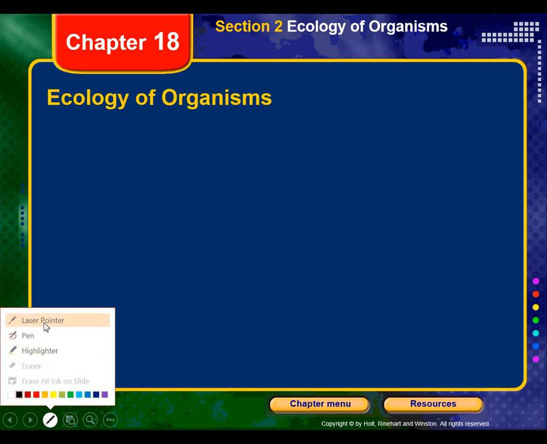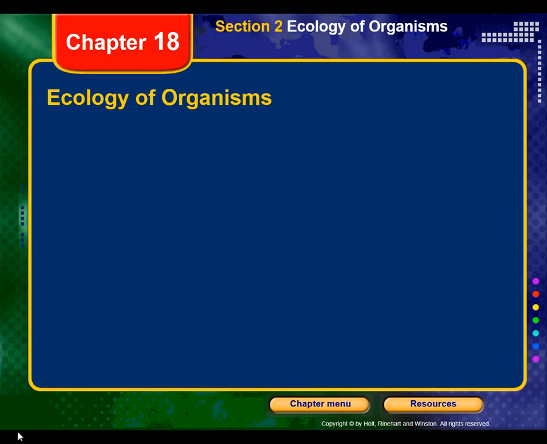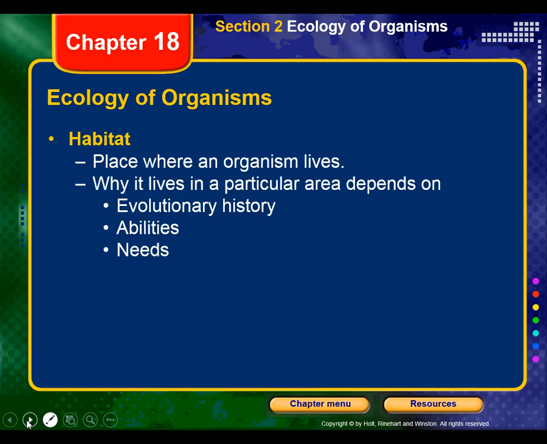Now, for the most part, as far as the ecology of organisms is concerned, we're going to make sure that we describe a habitat first. So we need to make sure that we understand this is a place where an organism lives. A good example of that would be Habitat for Humanity. That's creating a place for an organism, or in this case a human being, to live.